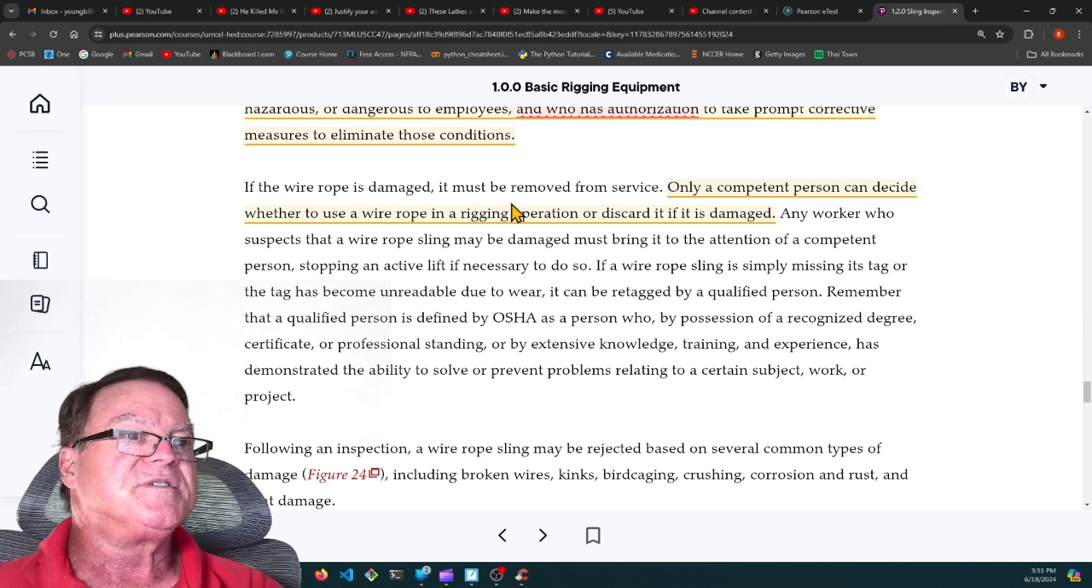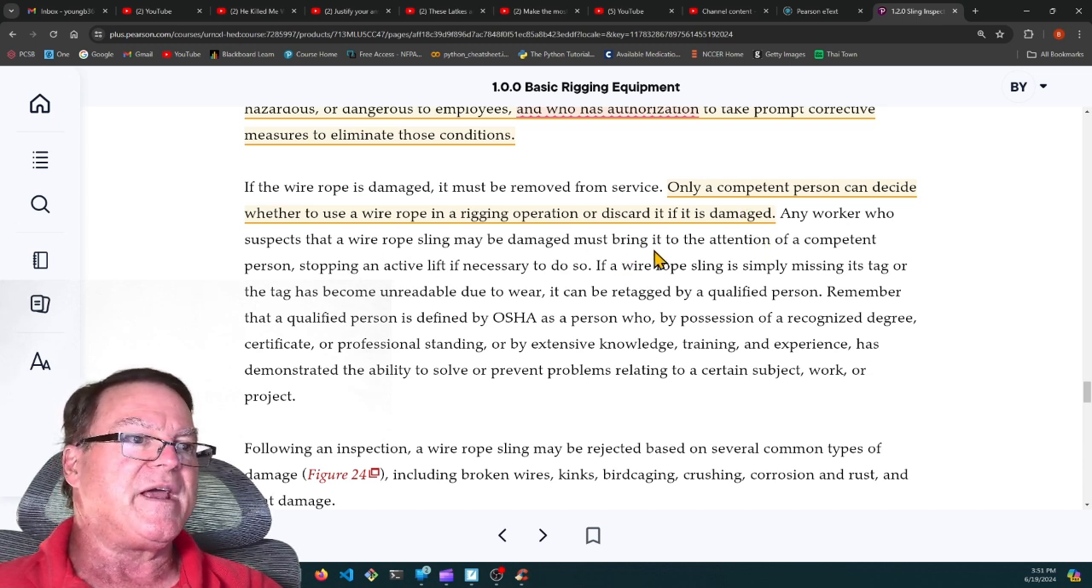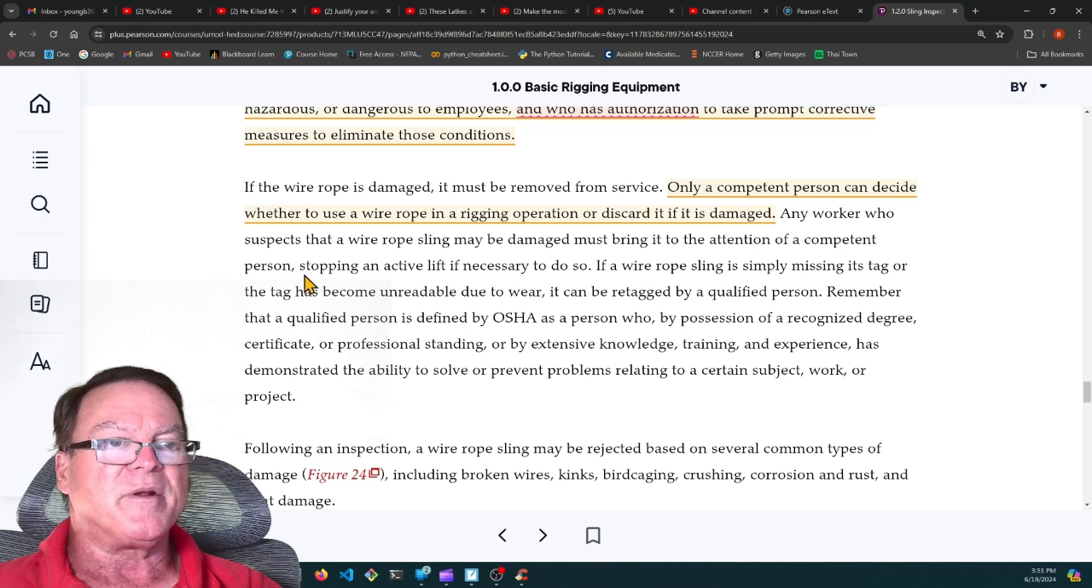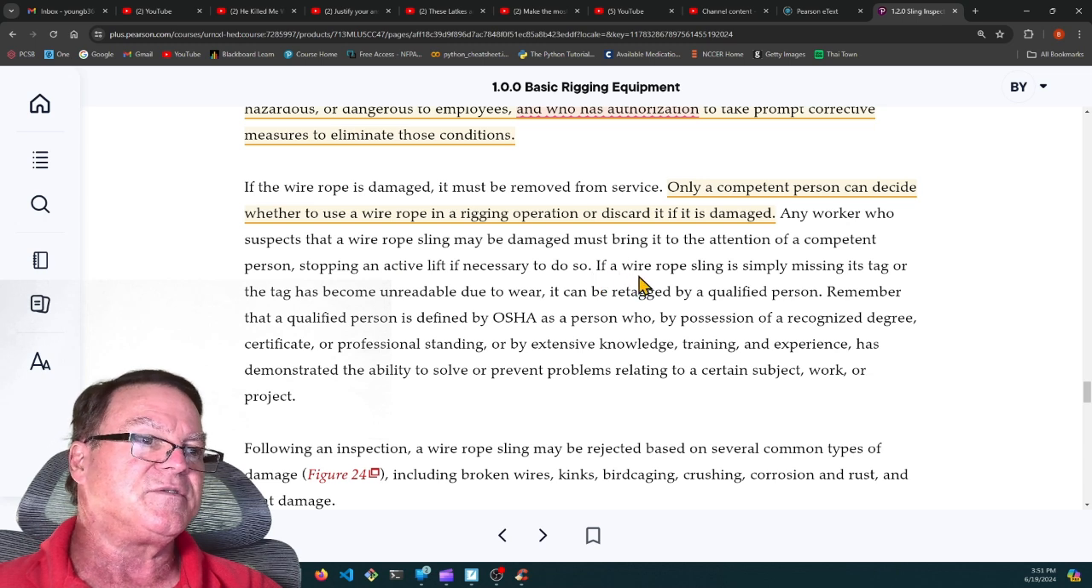If the wire rope is damaged, it must be removed from service. And here this is highlighted. Only a competent person can decide whether to use a wire rope in a rigging operation or discard it if it is damaged. Any worker who suspects the wire rope sling may be damaged must bring it to the attention of the competent person, stopping the activity lift if necessary to do so.